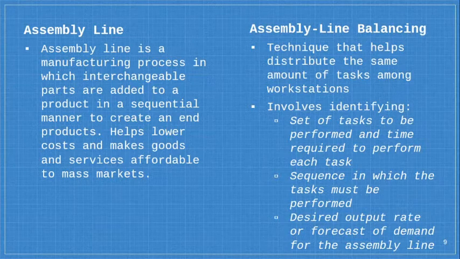An assembly line is a manufacturing process in which interchangeable parts are added to a product in a sequential manner to create an end product. It helps lower costs and make goods and services affordable to the mass market. In assembly line balancing, unlike the earlier example where you could move around and multitask, you are assigned a specific task only. For example, if you are an assistant, you cannot become the janitor. Next please.